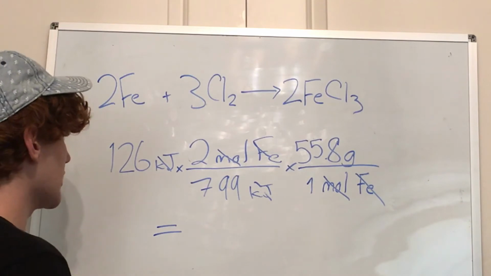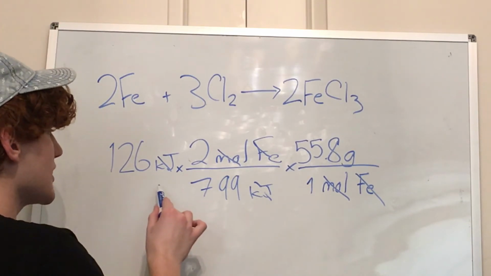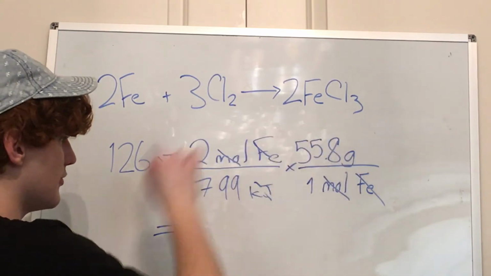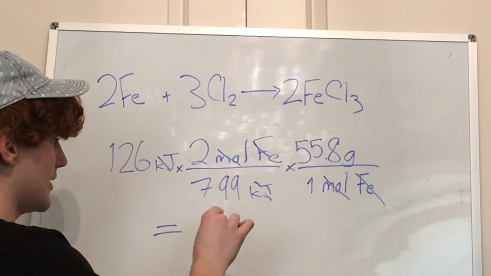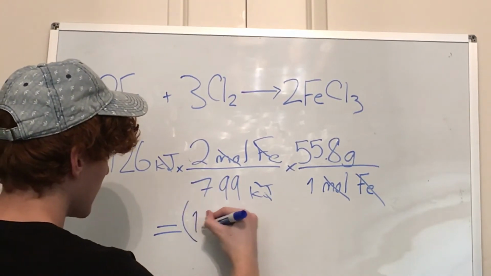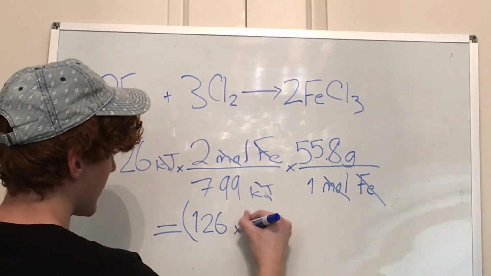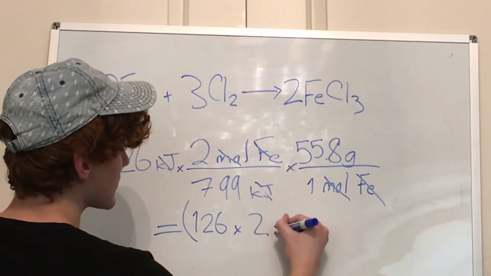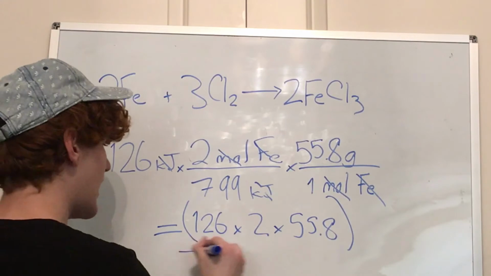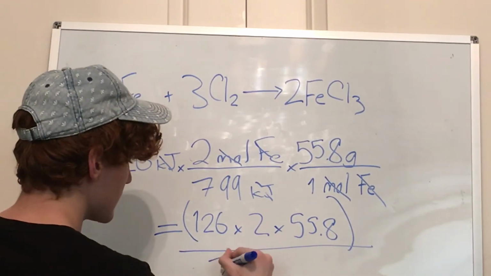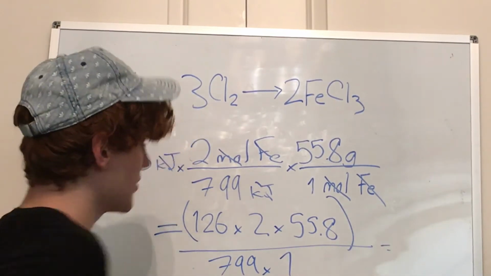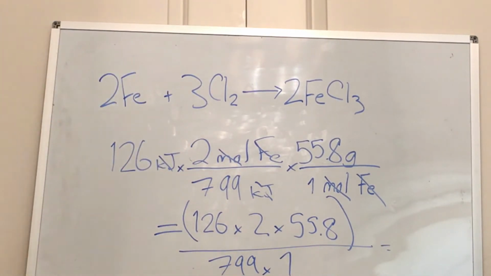So I'm going to go to my calculator. I'm going to do 126 times 2 times 55.8 divided by 799. All right? Now make sure you put this in your calculator the right way, otherwise you can get the wrong answer. It's going to be something like this: 126 times 2 times 55.8, all of that divided by 799 times 1. All right, I'm going to plug that in real quick and see what we get.